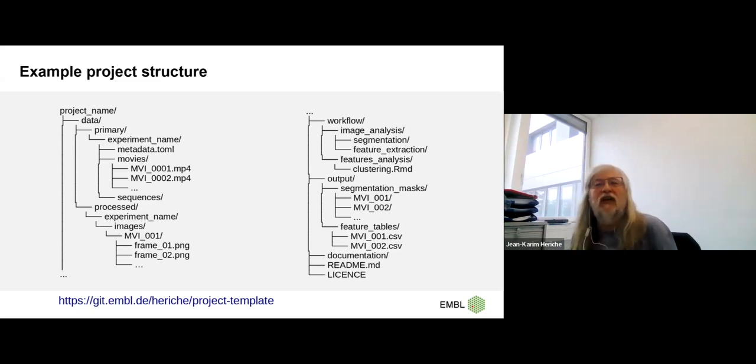You might want to put final results like data tables of numbers into the output things, and you could put it under, for example, these feature tables as shown on the right-hand side. You will find an example or a template of this under this Git repository here. But you can feel free to devise your own.